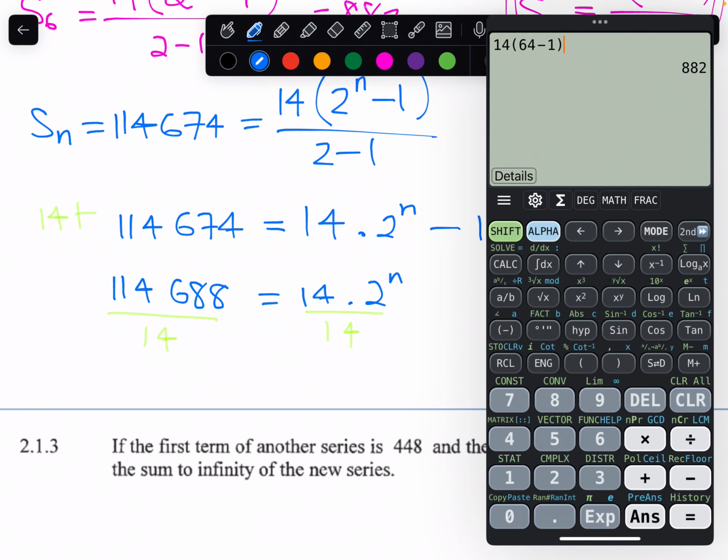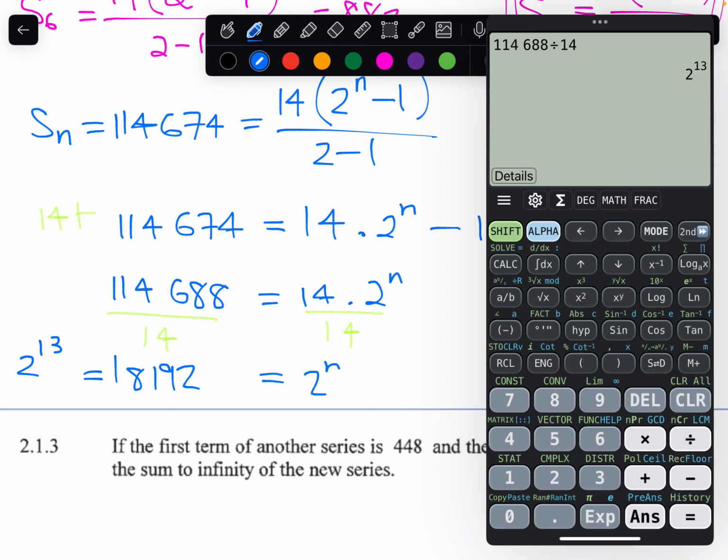And what does that give us? 114,688 divided by 14 is 8,192. Okay, and then to figure out 2 to the power of what gives me 8,192, we can just use shift fact to rewrite this. So we then know that this is the same as 2 to the 13.